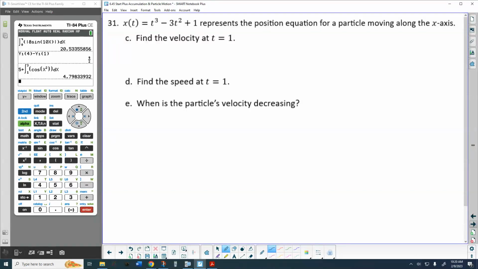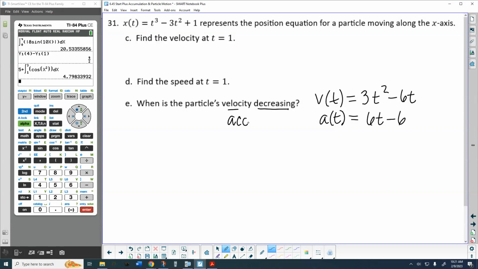Okay. When is the particle's velocity decreasing? So we have our velocity equation. It was 3t squared minus 6t. So if we want to know when the velocity is decreasing, what are we thinking about? Velocity decreasing. But it's not velocity negative, it's velocity decreasing. So we need to think about acceleration negative. It's not asking when you're going backwards, it's asking when you're slowing down.